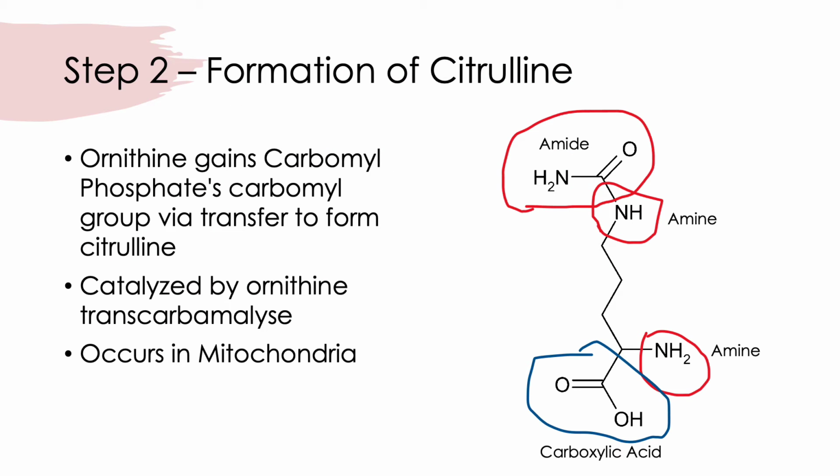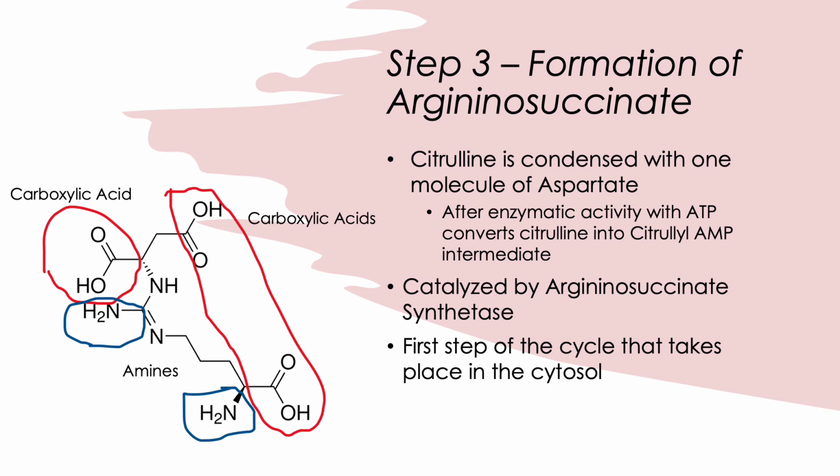Now into step 2, the formation of citrulline. The second step of the reaction occurs when carbamoyl phosphate undergoes a transfer of its carbamoyl group onto ornithine, which yields a molecule of the amino acid citrulline. This reaction is facilitated by the enzyme ornithine transcarbamylase. Ornithine is peculiar in that it is non-proteinogenic and essentially only plays a role in the urea cycle, hence why this cycle is commonly also referred to as the ornithine cycle.